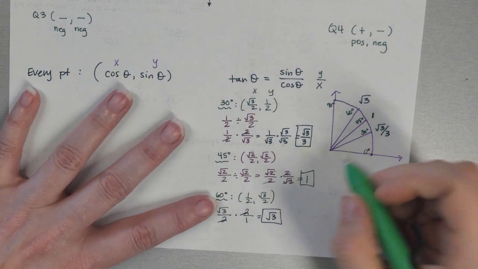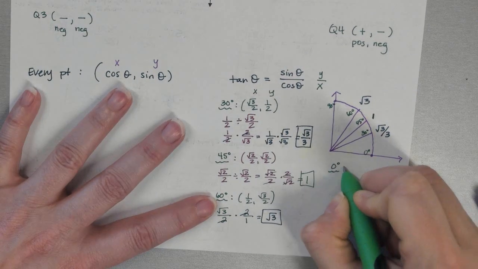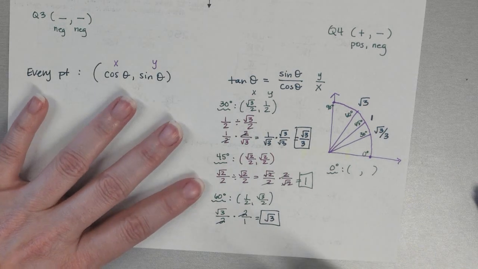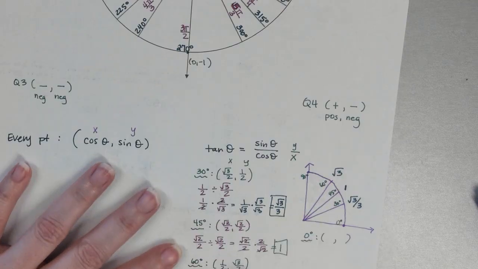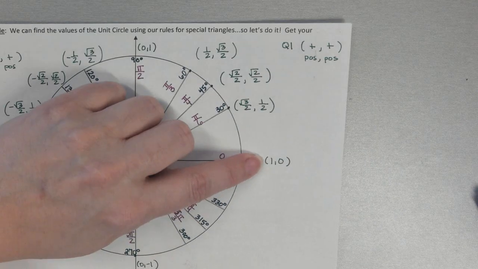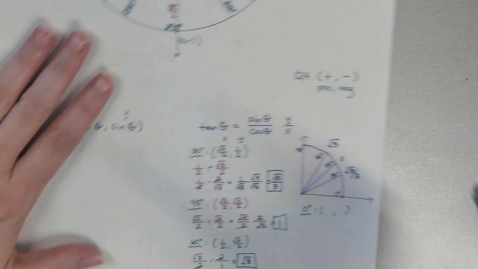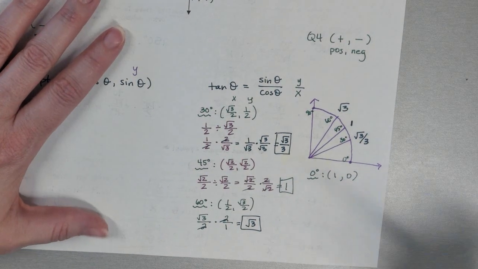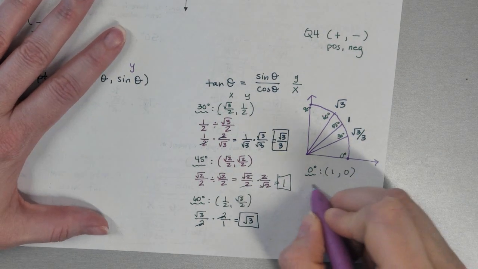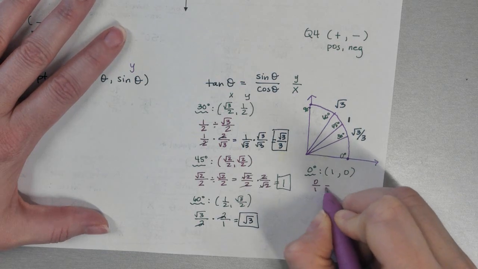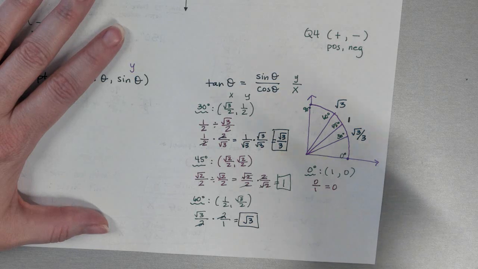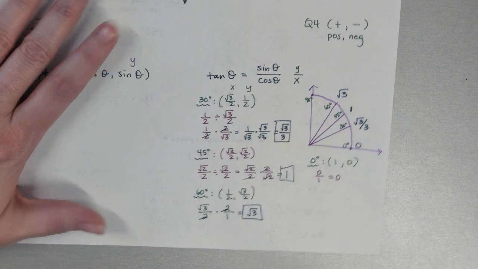So at 0 degrees, what's the point? What comma what at 0? Let's look, yeah, 1 comma 0, right? So it's right here on your unit circle. And then when you set this up, you're just going to divide. So y divided by x is 0 divided by 1. What's that? 0. Okay, so yeah, it is 0. The tangent is 0.